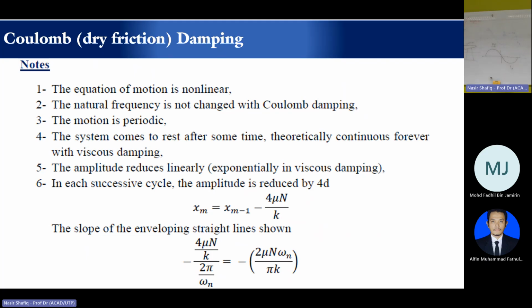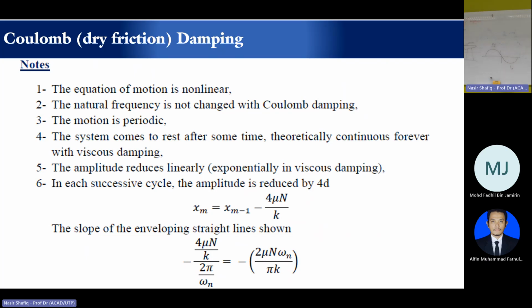So the equation of motion is non-linear in this case. The natural frequency is not changed. With Coulomb damping, because we have seen that the decrement is constant, the motion is periodic. The system comes to rest after some time, whereas theoretically it continues forever with viscous damping. The amplitude reduces linearly in Coulomb damping, right? As we have seen from the plot, in each successive cycle the amplitude is reduced by 4d.